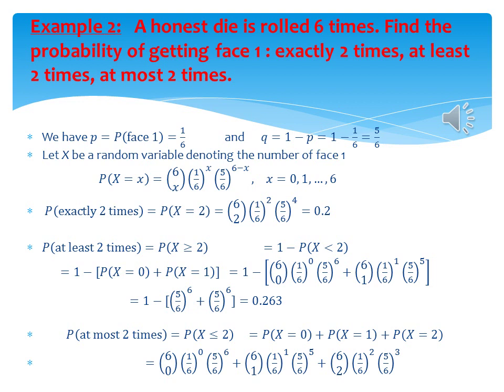Number 3, at most 2 times, meaning the probability of x less than or equal to 2, that is equal to the probability of x equal 0, plus the probability of x equal 1, plus the probability of x equal 2. We calculate it, we get the result.